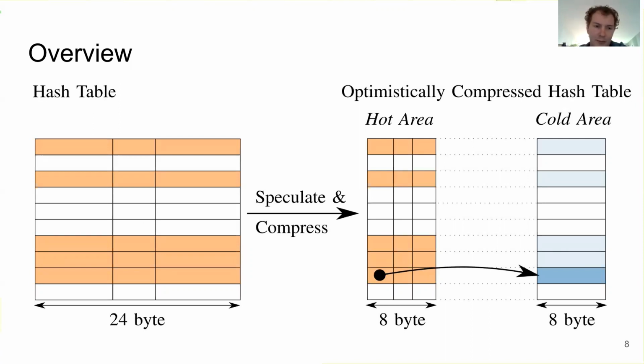We propose three techniques. One would basically take the huge hash table and compress it into a smaller hash table. Technique two would make the used hash table effectively smaller by decomposing it into a hot and cold area. And technique three would handle strings, because it turns out strings are frequently used in real data sets.